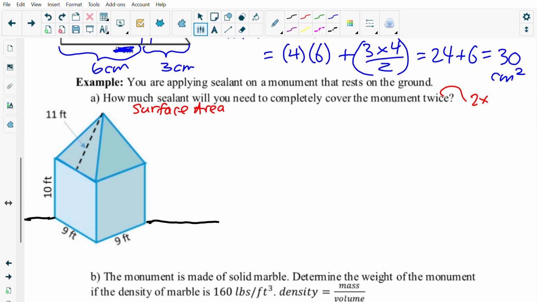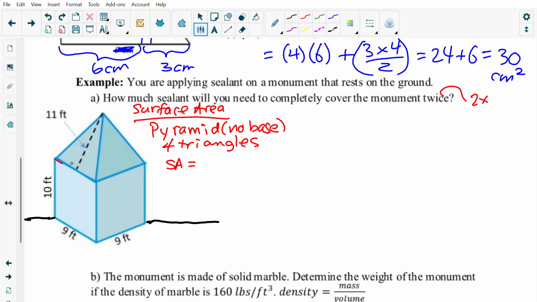First, I'm going to break it up into the pyramid. But I'm going to say no base because I'm not going to apply sealant to the base. That doesn't make sense, right? So the pyramid, in this case, is just 4 triangles. So I'm going to do this sort of analysis before I put everything together. So I have 4 triangles. Surface area equals, here's one triangle. I have the base, which is 9 feet. And I have the height of the triangle, which is 11 feet. So all the numbers are here for you, straightforward.